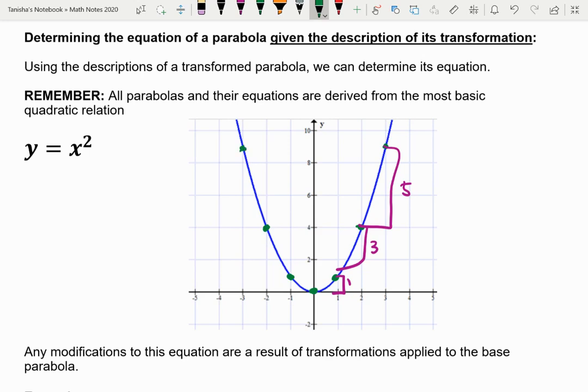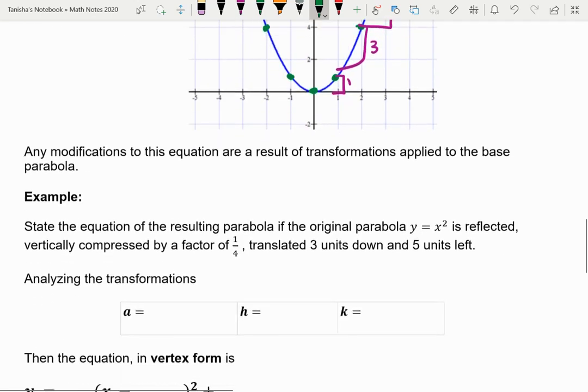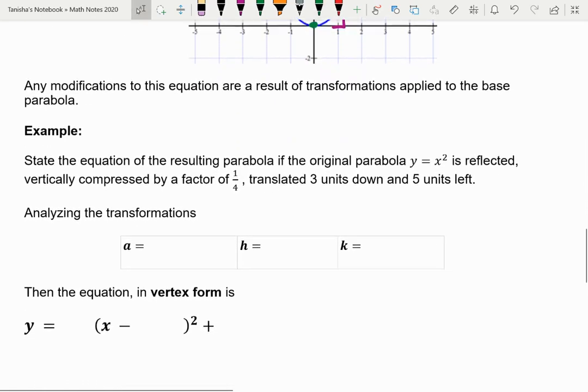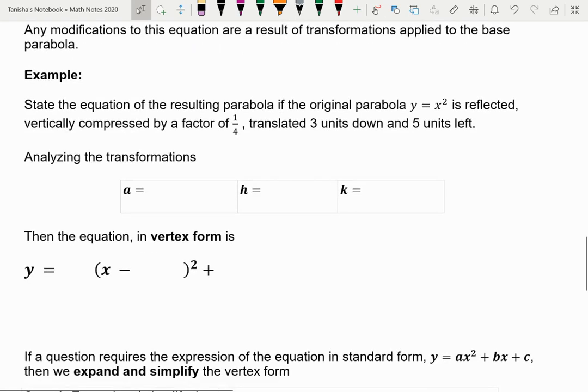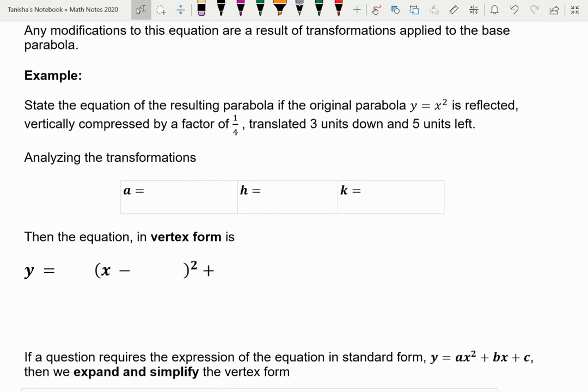So what happened to this parabola to give us our new parabola? A lot of times in the questions, they are going to reference the original parabola y equals x squared and then describe that it has been transformed and describe the actual transformations. So let's look at this example here. State the equation of the resulting parabola if the original parabola y equals x squared is reflected vertically, compressed by a factor of 1 over 4, translated 3 units down, and 5 units left.